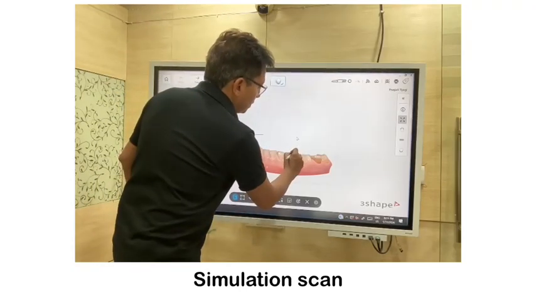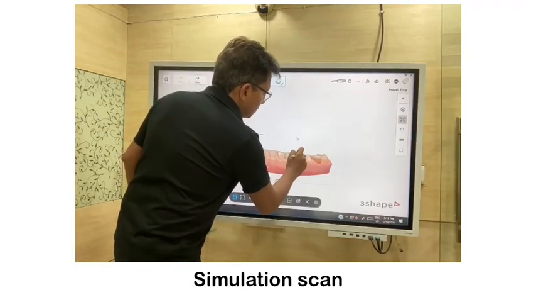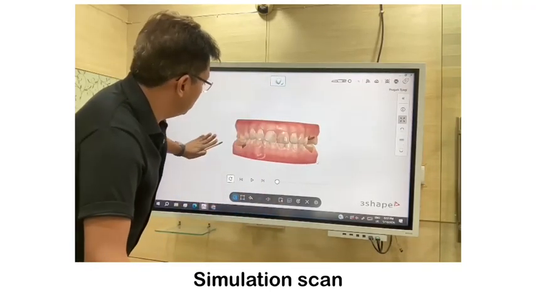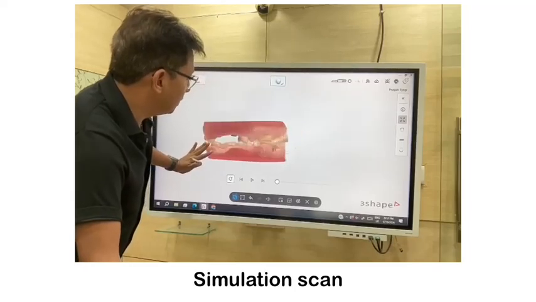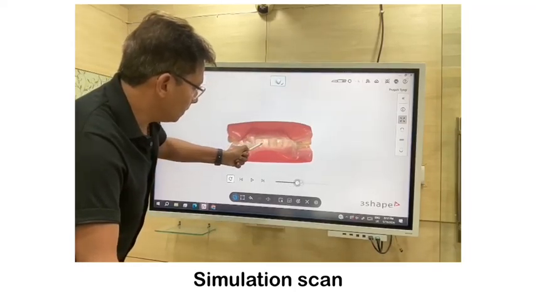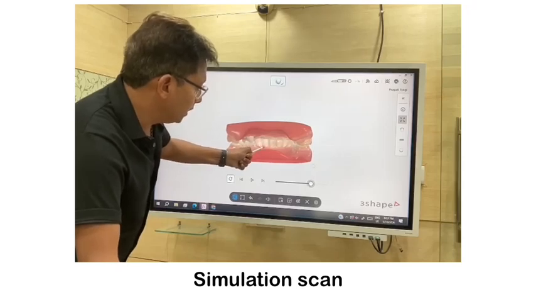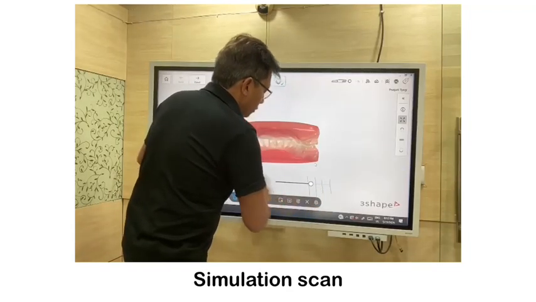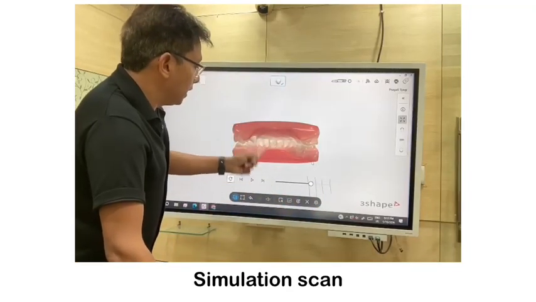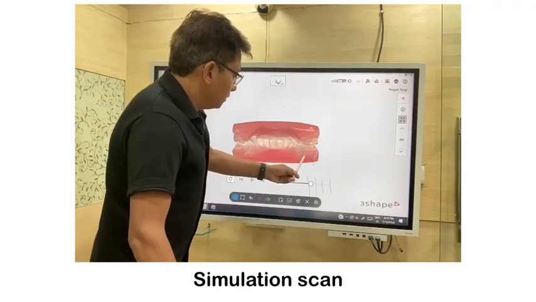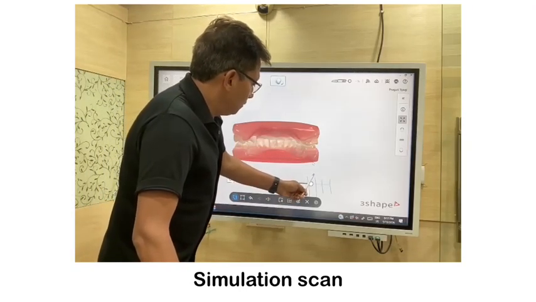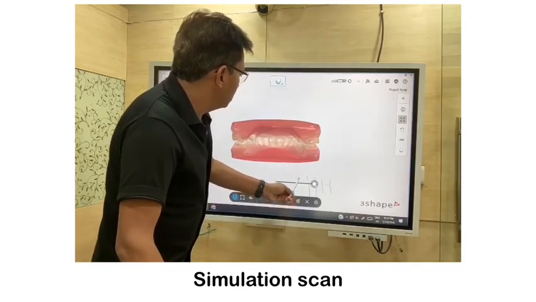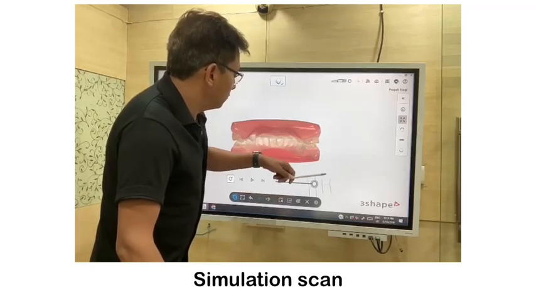We want maybe canine this much, or maybe this much, we don't know. So this is a simulation, but roughly what we want is somewhere around here, near the ideal occlusion. Whether it is here, we don't know. So we'll come to know with the centric bite. Once we decide that we have to finish the occlusion at this stage after taking the centric bite, then we start working on the model and we do the digital correction.